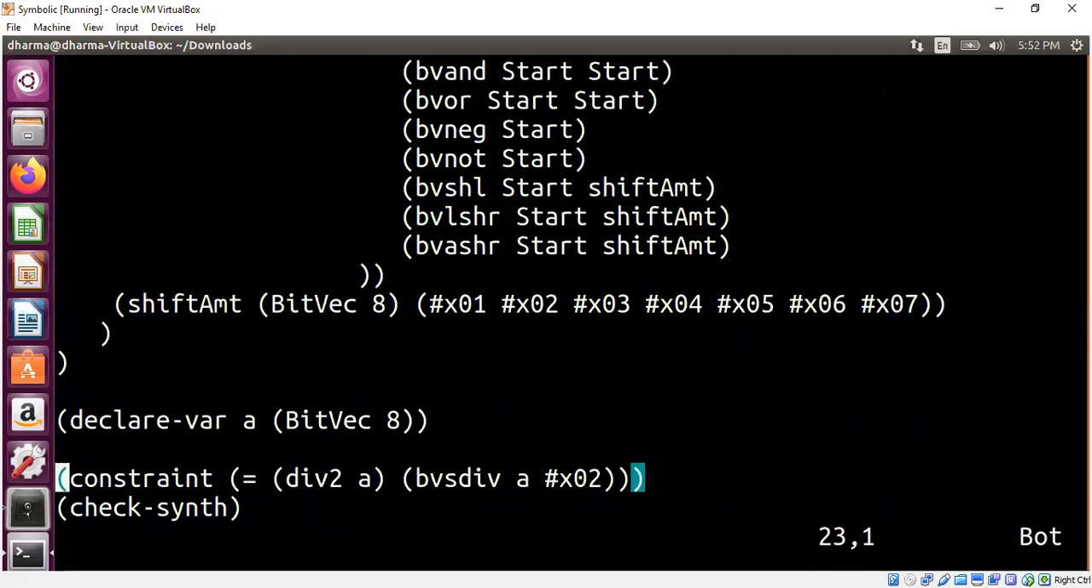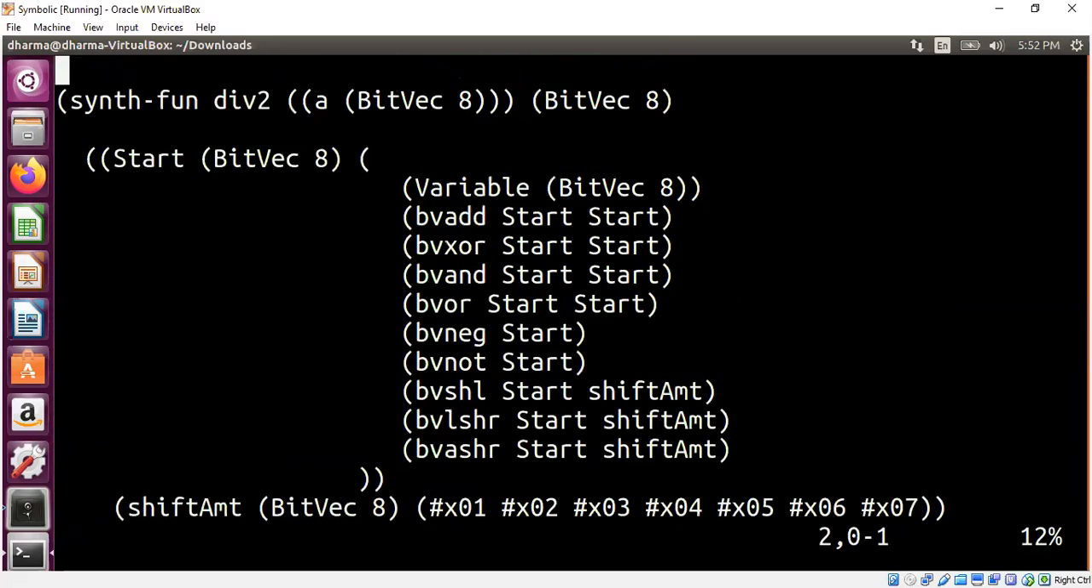And here is the expected behavior, right? I want to synthesize a function called division by 2, which will take a number a as an input. The output should be the same as a divided by 2. This BV div is part of the specification. It's not part of the synthesis, by the way. The synthesis doesn't have BV div. You can see that nowhere in this grammar do I allow BV div.